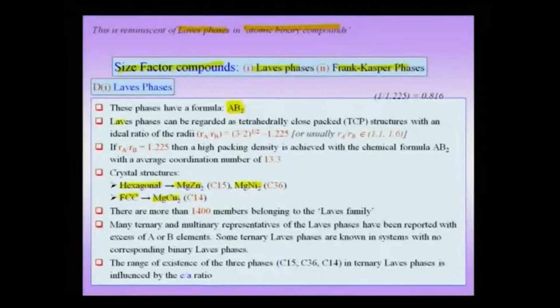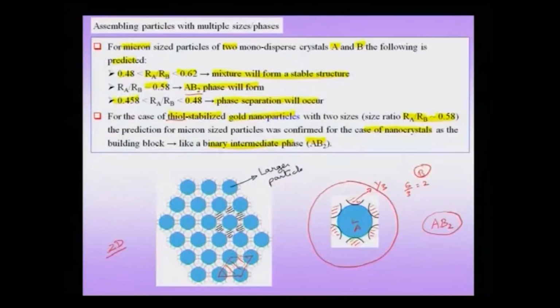These Laves phases are regarded as tetrahedrally close packed structures with an ideal radius ratio Ra by Rb turning out to be root of 3 by 2, which is 1.225. Obviously, this 1.225, the inverse of which is 0.816, is clearly a different number compared to the 0.58 which we have seen for the case of the larger phase spheres which form an AB2 stoichiometry.